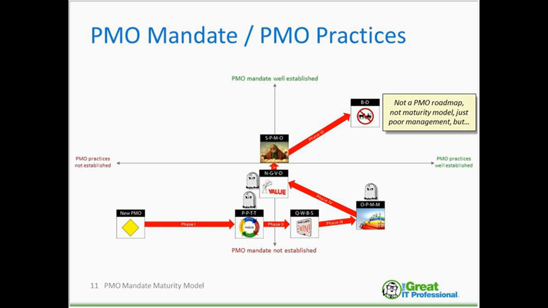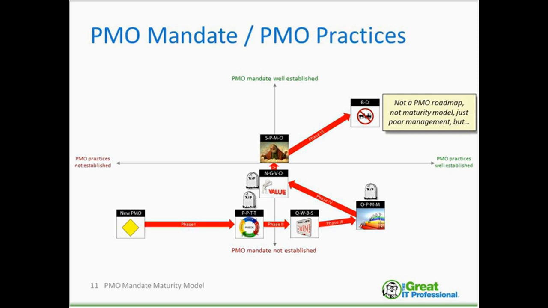So when an organization starts out, a good way to think about the PMO mandate and PMO practices is to plot out in a 2x2 grid like you see here, where we have PMO practices as the horizontal axis. Are they established? Are they not established? And then we have on the y-axis the PMO mandate. Is it established really, really well, or is it not established at all? And what you see here is most organizations, when they start a PMO, there may be some lip service to the purpose of the PMO, but quite frankly, there's such a rush to get things going that in phase 1 of the PMO, we just rush out of the gate with a PPTT PMO model.